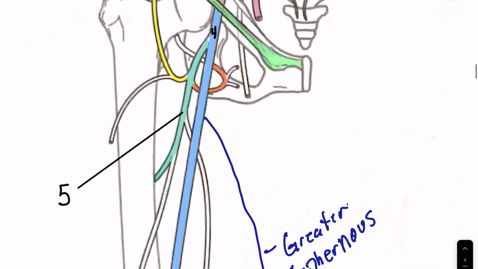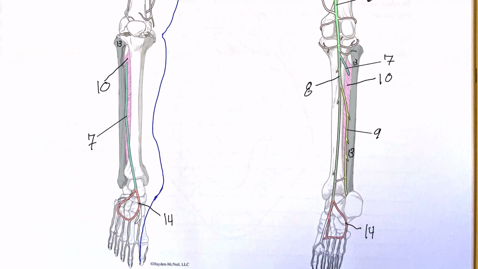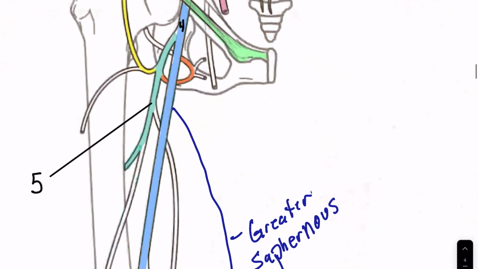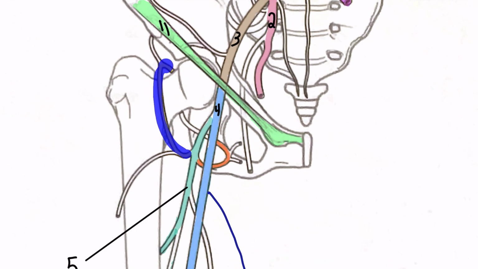If this is the vein, we're going to see this greater saphenous coming off, and it goes clear down into your toes. We also have this branch, which is that profunda femoris artery or vein. And off of that profunda femoris, we've got this anterior femoral circumflex and posterior femoral circumflex.